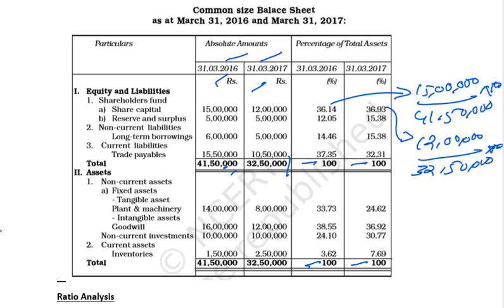So one by one calculate each and every item. 5 lakh here, 5 lakh, and divided by this 41 lakh 50,000 into 100. Here also 5 lakh divided by 32 lakh 50,000. And here 6 lakh, here 5 lakh, here 15 lakh, here 10 lakh. Like that, one by one item you have to convert it into percentage. And then which way you want to make the analysis, you can.